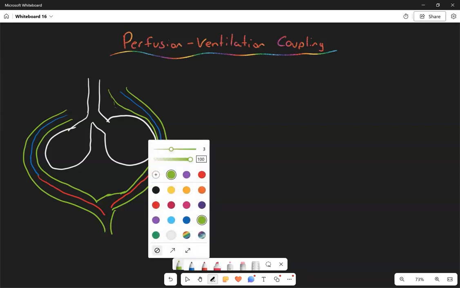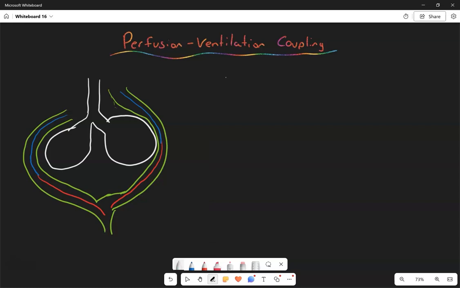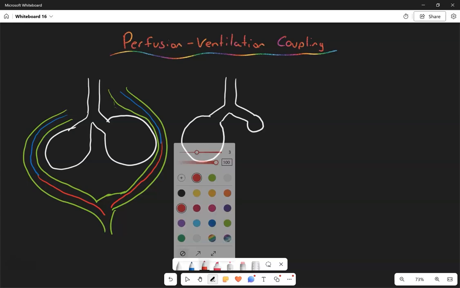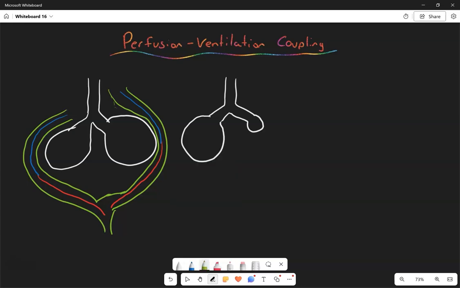What happens if one of those alveoli in our system here doesn't become ventilated, like so, right? And so if we look at the blood vessels, they're going to run over top of them again and do the same thing.